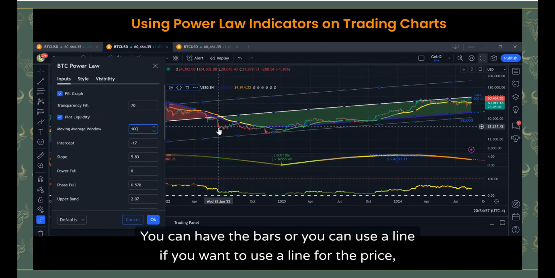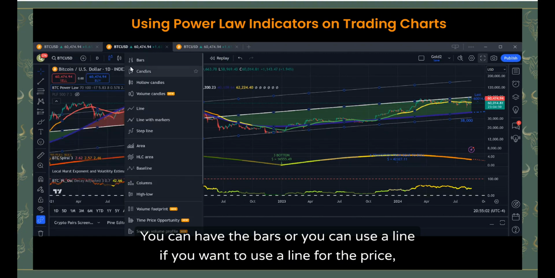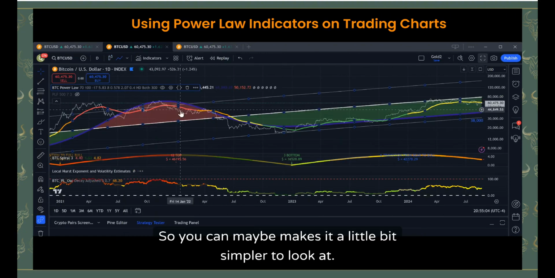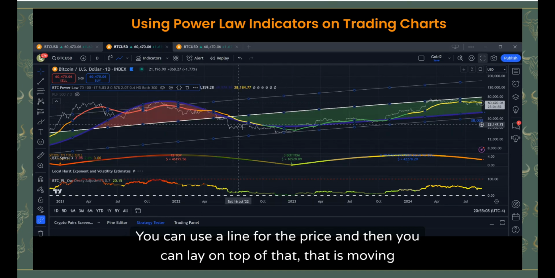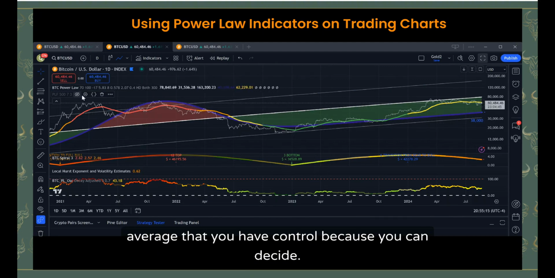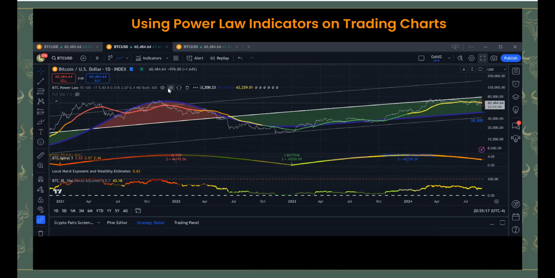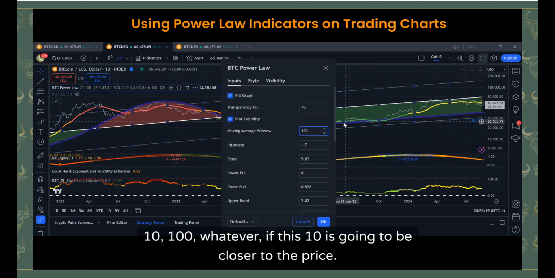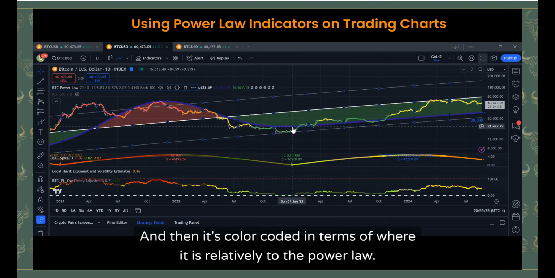You can have the bars, or you can use a line for the price, right? So you can maybe make it a little bit simpler to look at. You can use a line for the price, and then you can lay on top of that this moving average that you have control over, because you can decide if you want to have 10, 100, whatever, if this 10 is going to be closer to the price. And then it's color coded in terms of where it is relative to the power law.